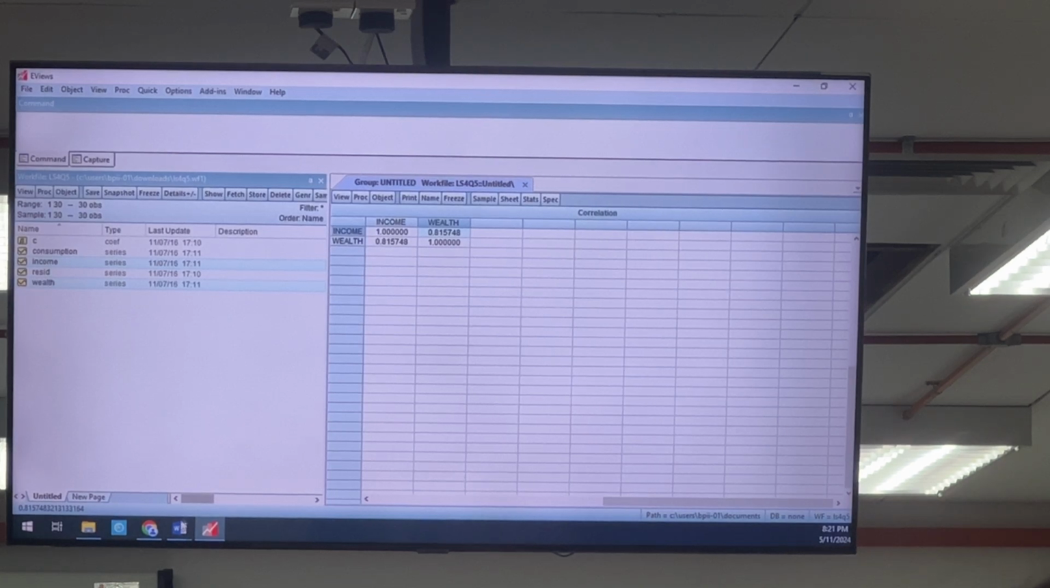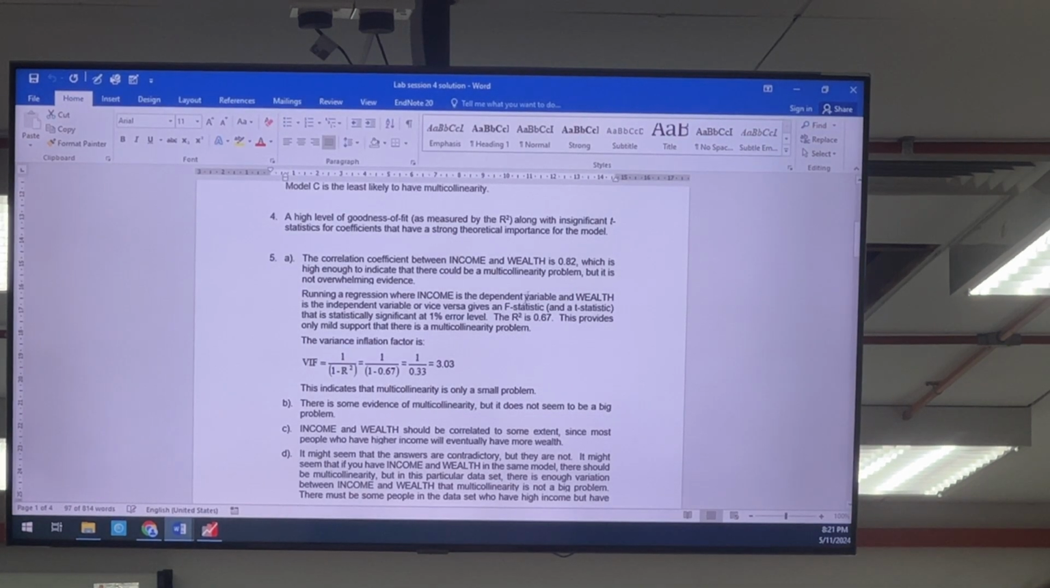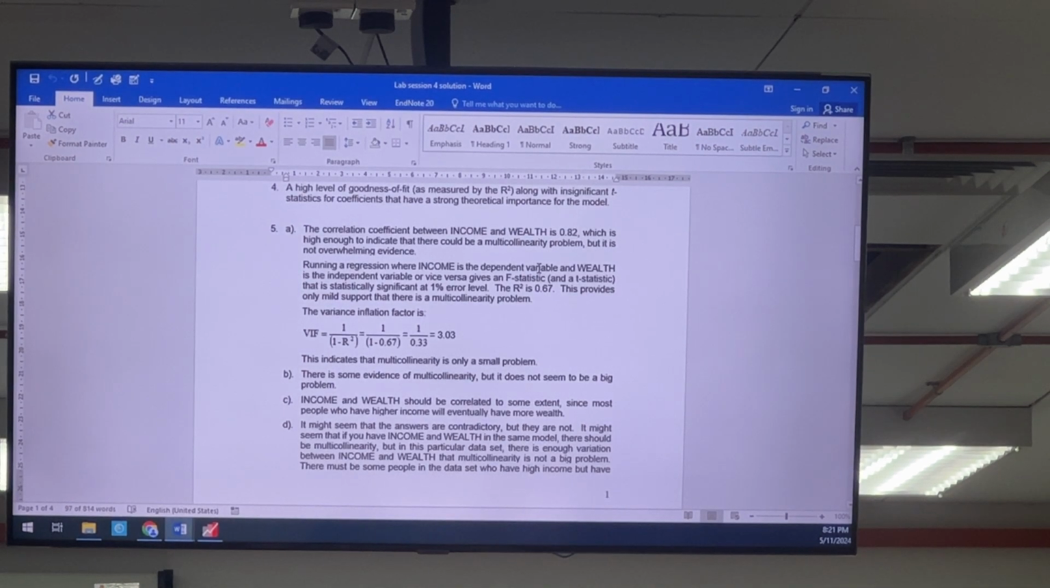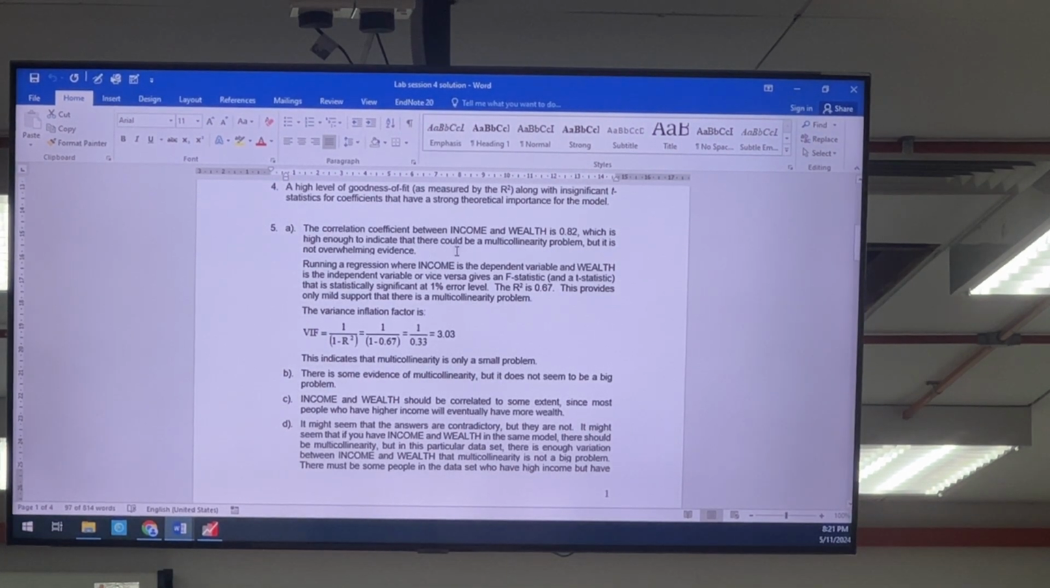So the value is quite high, although not that high. Normally, most of the time we have a problem when the correlation is 0.9 or so. But this one, 0.8, is still high enough to indicate that there could be a multicollinearity problem, but it's not overwhelming evidence. And then we inspect the VIF, variance inflation factor.